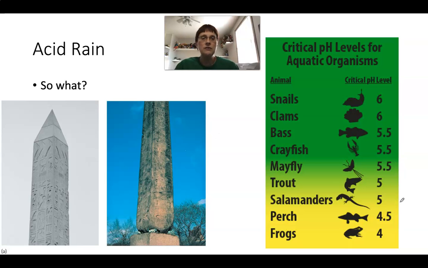It's also a problem for living organisms. So these numbers for the pH, these critical pH levels, these organisms cannot survive below these pH levels. And so this is going to be a problem. If our waterways drop below these pH levels, the adults might be able to survive, but the problem for a lot of these guys is that their larvae can't survive or the eggs can't survive. And so we need to be able to keep some of this under control.